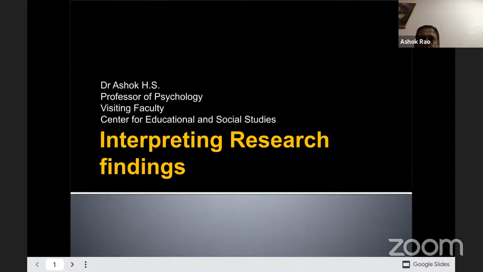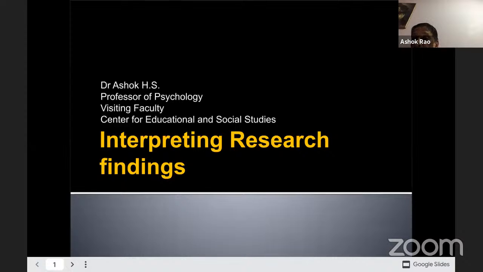The first one is: what makes the study important? So you have the research finding. Why is your finding important? In what way is your study important, compared to other studies? Probably when you were doing the research, you would have found the need for the study or the gaps in the research.